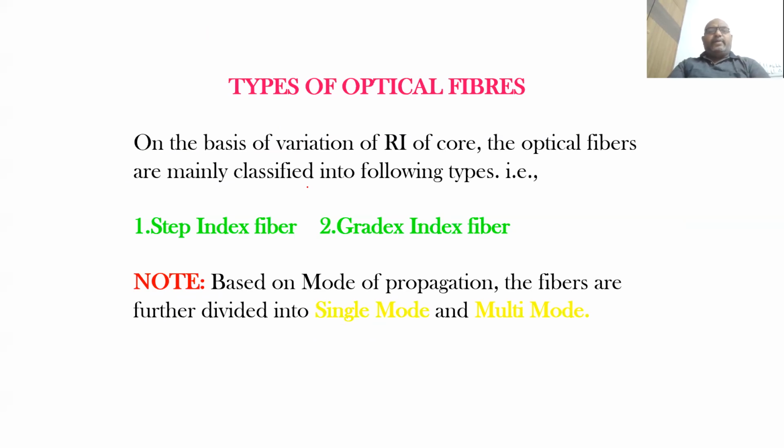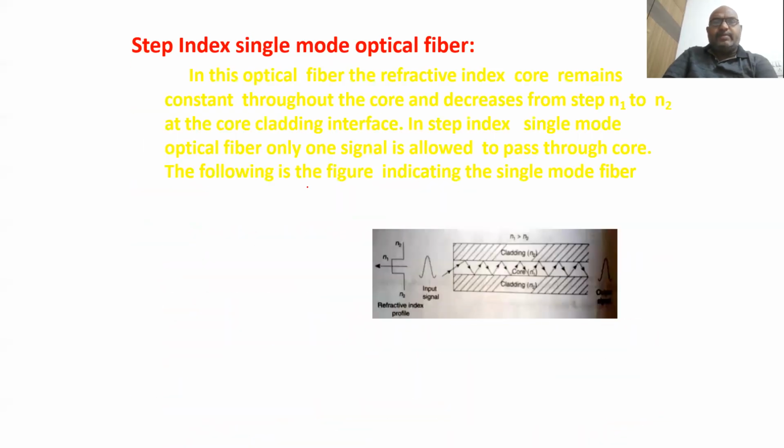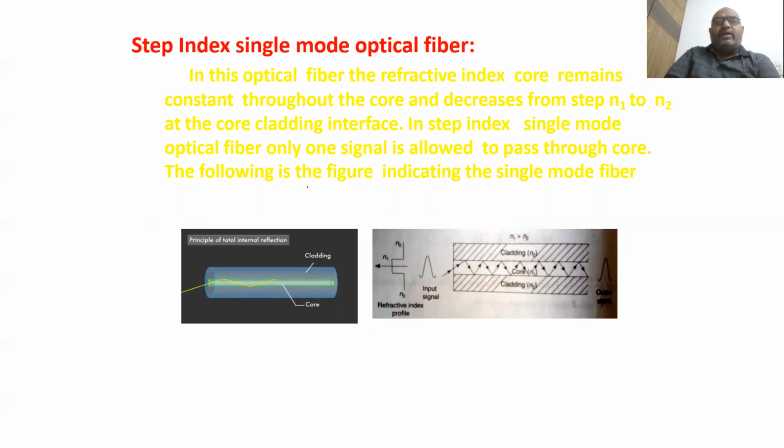The types of optical fibers, on the basis of variation of refractive index of core and cladding, are mainly classified into two types: step index fiber and graded index fiber. So what is the step index fiber? In this optical fiber, the refractive index of the core remains constant throughout the core and decreases in a step from N1 to N2 at the core cladding interface.